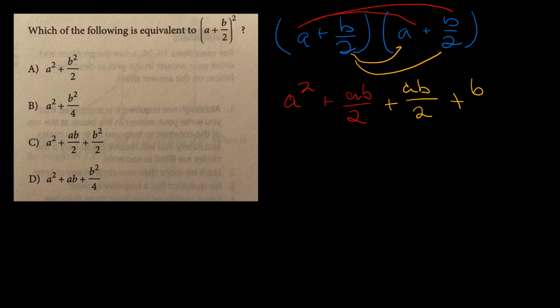Which of the following is equivalent to A plus B over 2, squared, which is going to be A plus B over 2 times A plus B over 2. Okay, well, we can do this real quick by FOILing. Do one there and one there. So A squared plus AB over 2. So another one there, let's go there and there, plus A times B over 2, plus B squared over 2 times 2 is 4.